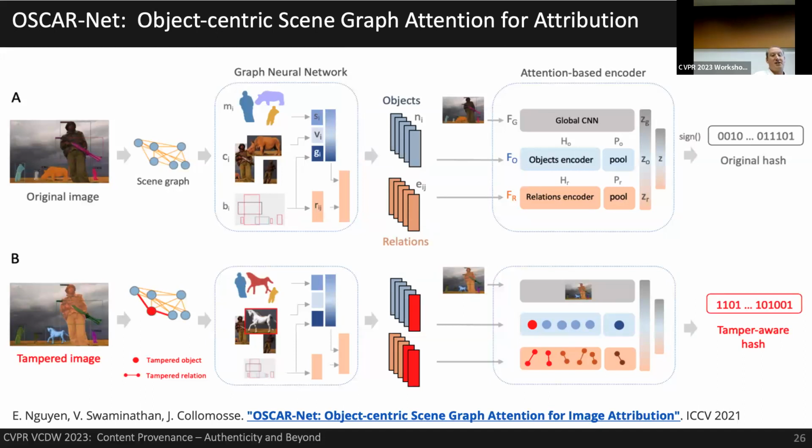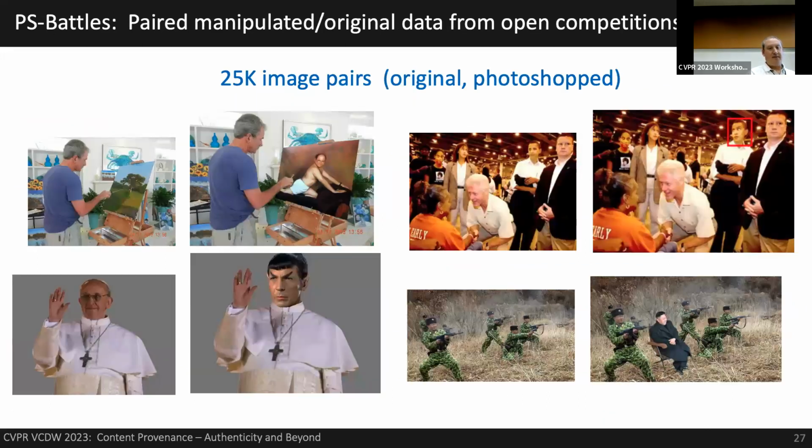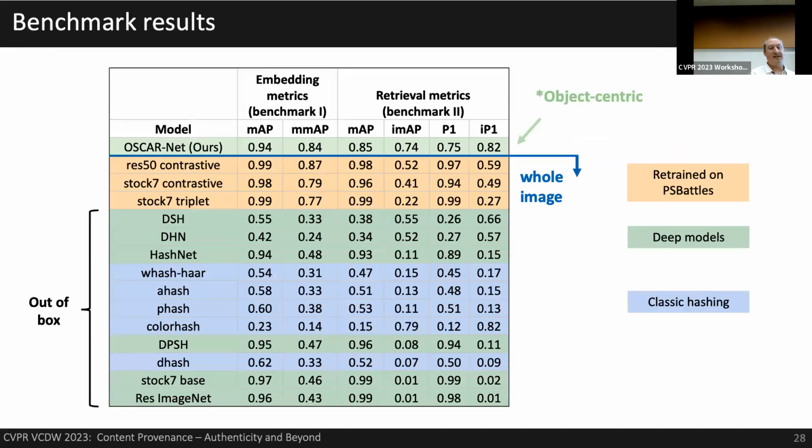I'm happy to take questions on the detail offline, but we developed a kind of transformer-based approach that's contrastively trained to be sensitive both to large and more subtle manipulations in the scene, but robust to these non-editorial changes, these benign transformations that occur as content is renditioned online. And in the paper, although we don't do this for production, we benchmark on this PS Battles data set, where there's a nice paired set of original and manipulated data that we can train and evaluate on.